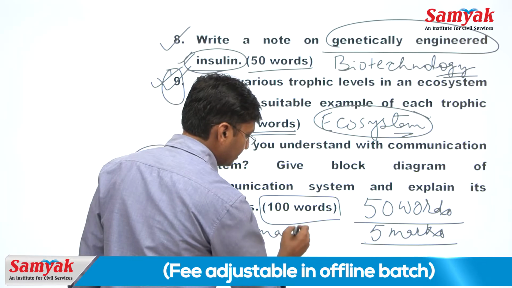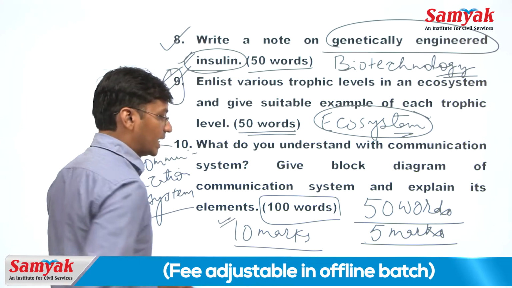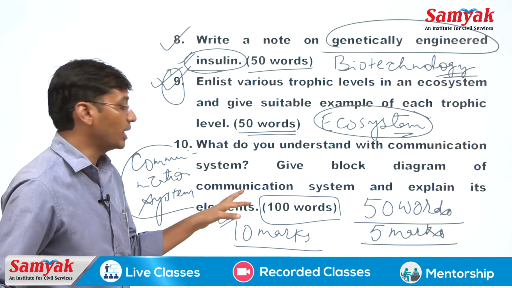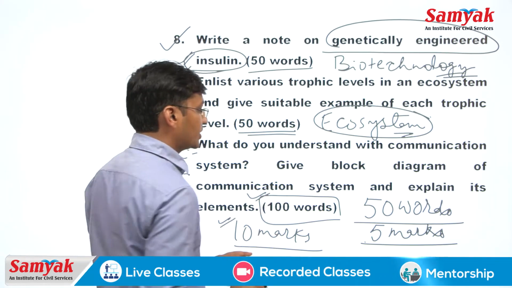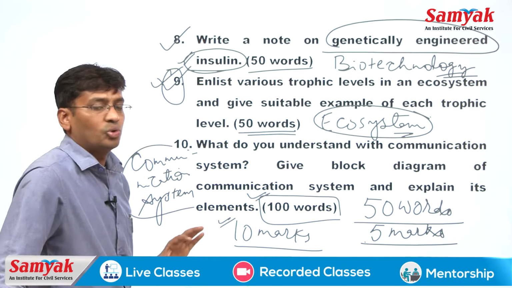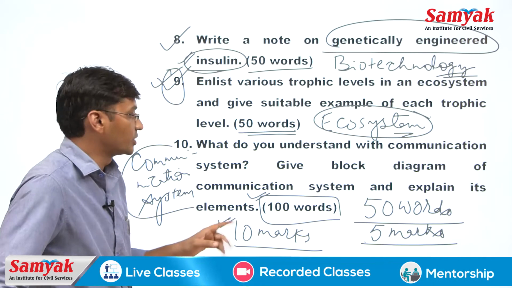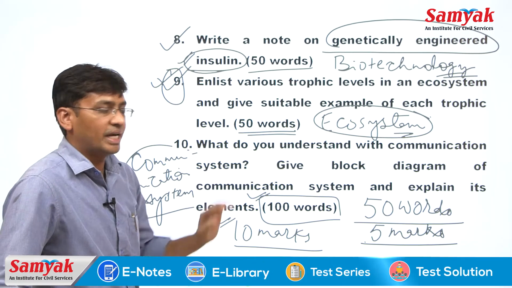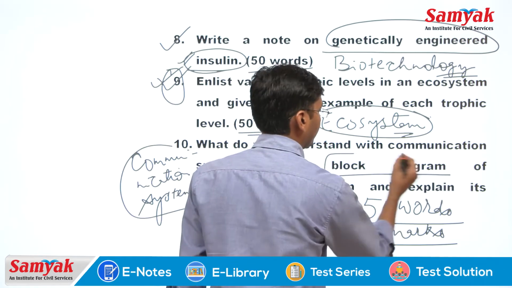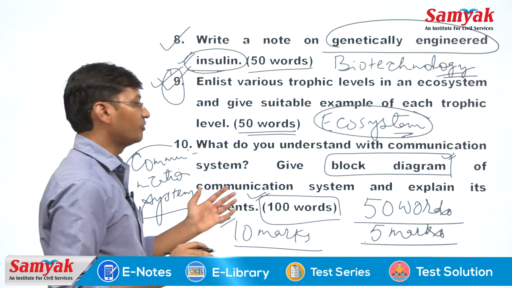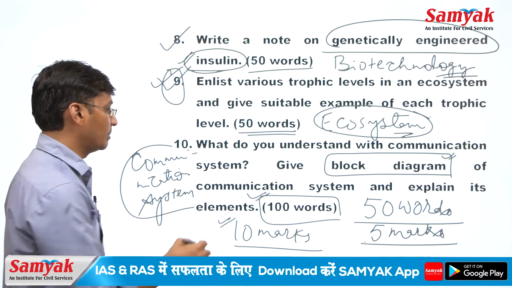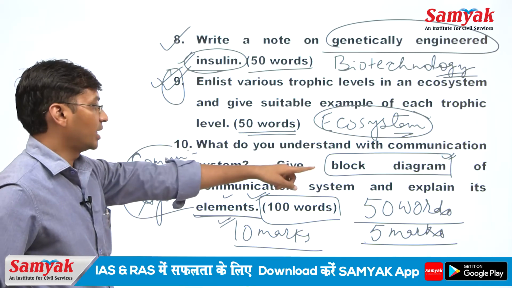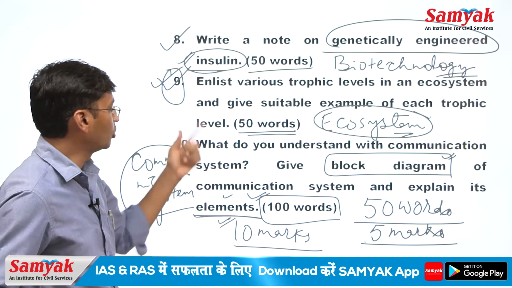So, the maximum weightage of any question is 10 marks, and the maximum words you can use to answer any question is about 100 words. It is the last limit, 100 words. You need not answer any question in more than 100 words. So, what do you understand by the communication system? This is a single question. The next is, give a block diagram. You have to draw the block diagram, describe the diagram of the communication system and explain its elements, meaning you have to explain each and every element of the block diagram.